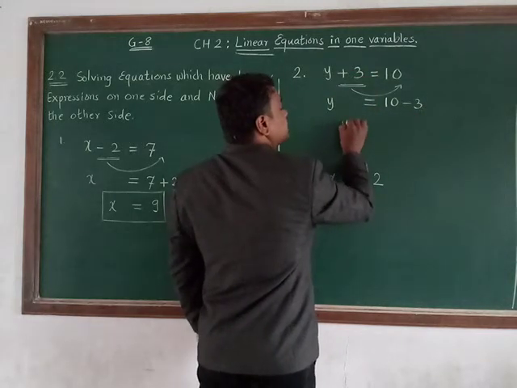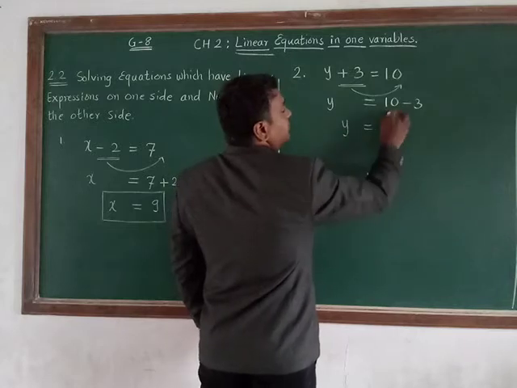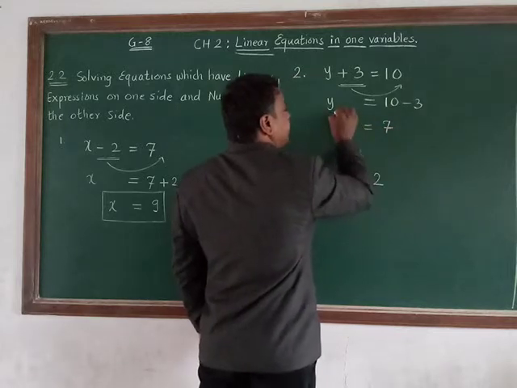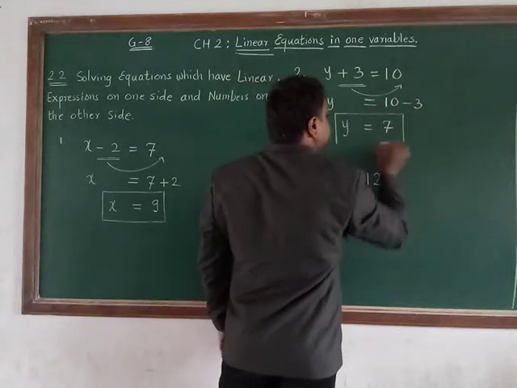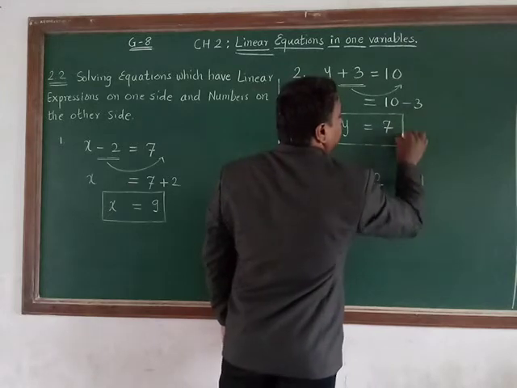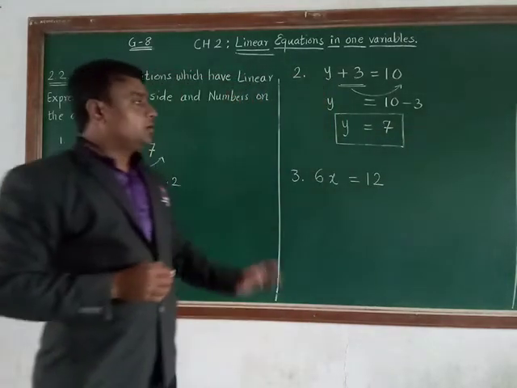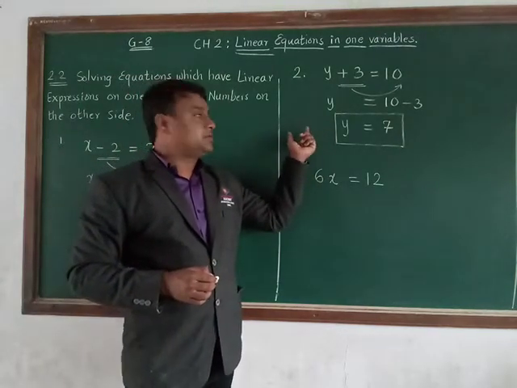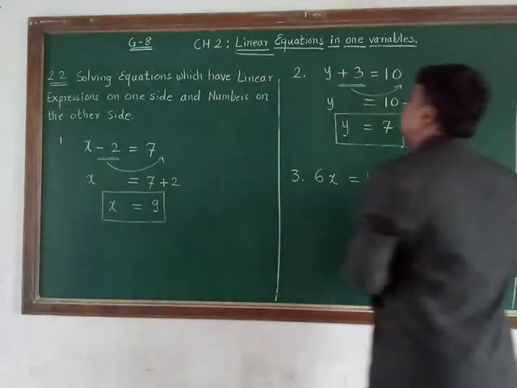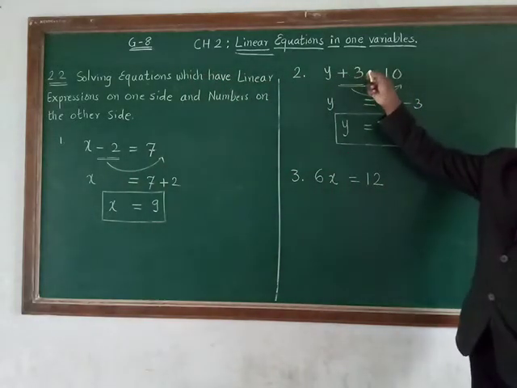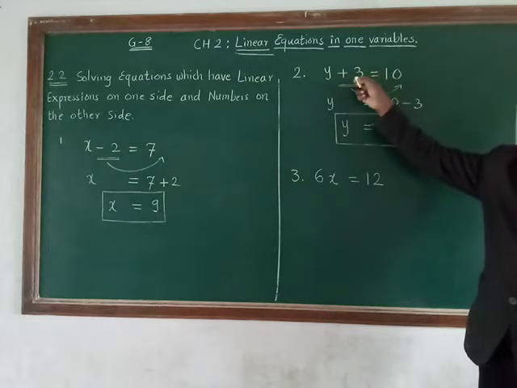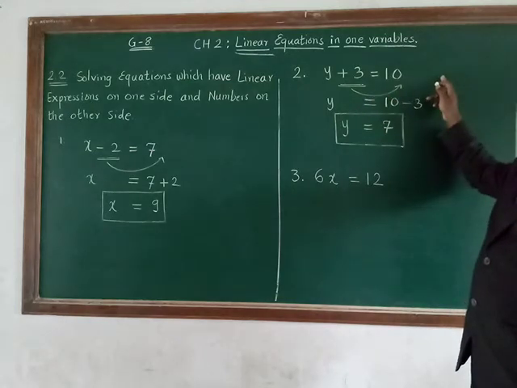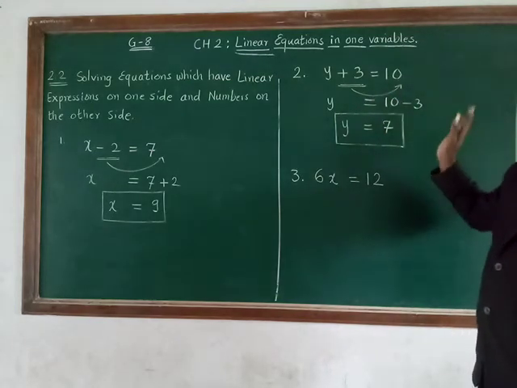So now we got the solution over here. Y is equal to 10 minus 3, which is 7. So y is equal to 7 is the solution of our linear equation. That is our second example. What do we have to learn from this example? We have to learn that whenever we have a positive value on the left hand side, and we transpose that positive value to the other side, it will become a negative value.